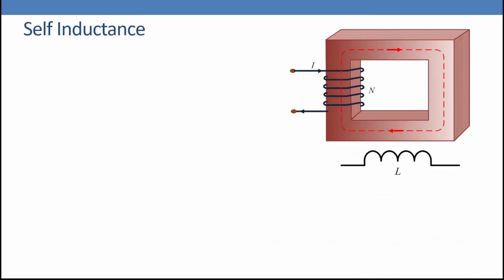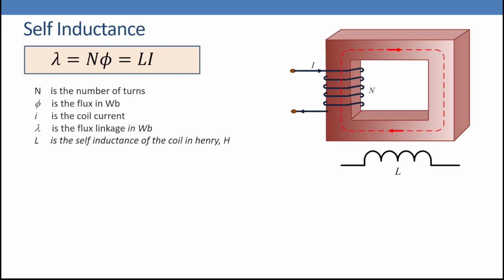So how do we calculate the inductance for a coil like that one? There is a coil with number of turns N wound on an iron core, and there is a current I injected into this coil. How do we calculate the inductance? We know that lambda equals N phi equals L i. N is the number of turns, phi is the flux in Weber, I is the coil current, lambda is the flux linkage in Weber as well, and L is the self-inductance of the coil in Henry.